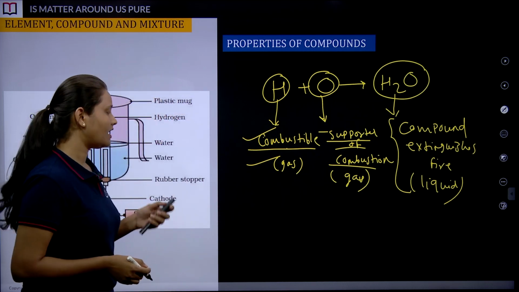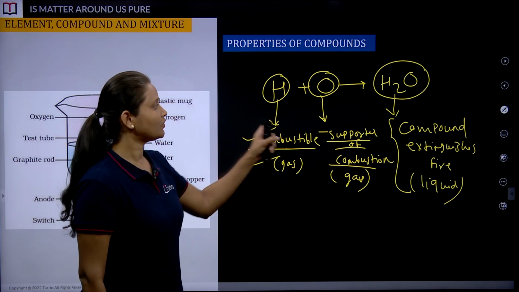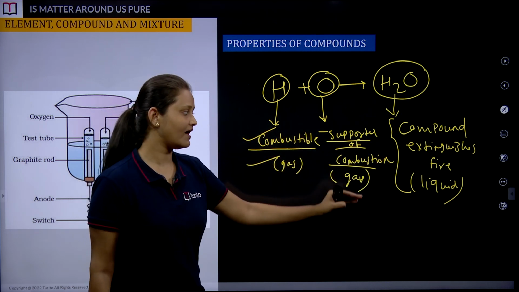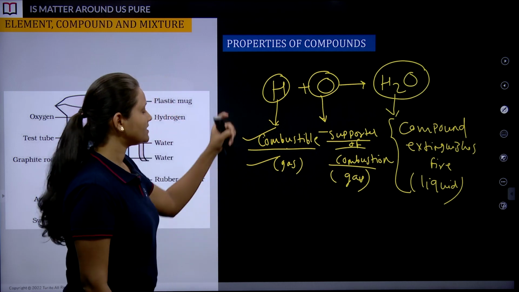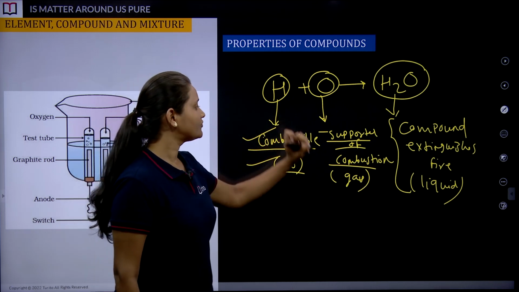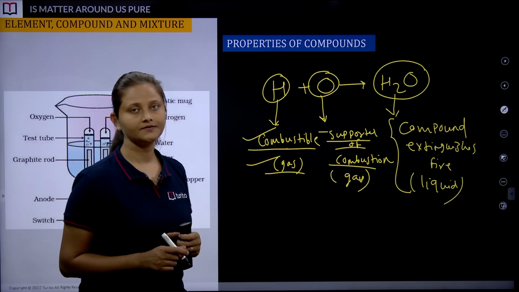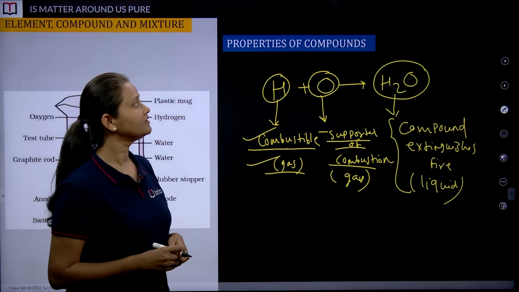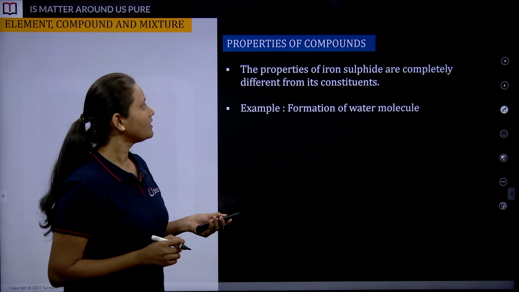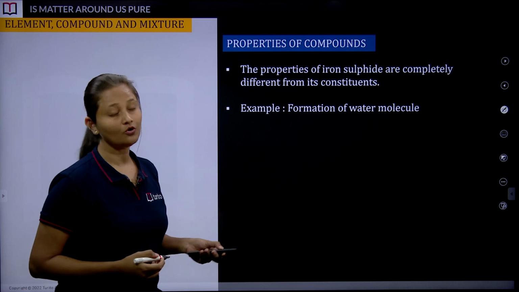Quickly make a note of this. This is the second example after FeS. Hydrogen and oxygen give you H2O. H2O is a compound which extinguishes fire and is liquid in state, whereas hydrogen is combustible and a gaseous element, and oxygen is a supporter of combustion and is again present in the gaseous state. Got it? Is there any confusion? Is there any doubt? We have seen two examples to explain this property: the properties of any compound are completely different from its constituents.